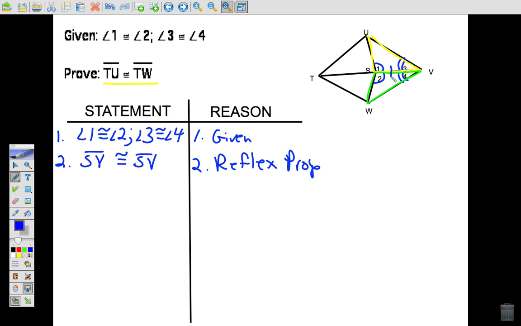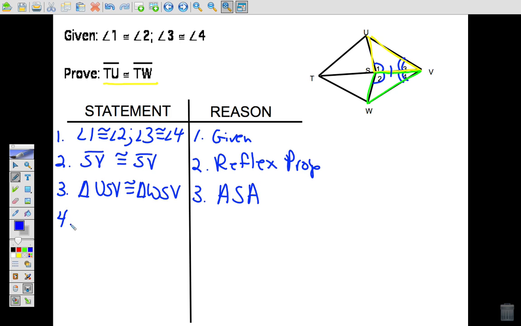Now, I'm going to mark that. Do I have enough information to get the yellow triangle congruent to the green triangle? The answer is yes. By ASA, because I have an angle, side, angle in the yellow one, and an angle, side, angle in the green one. So I could say that triangle USV is congruent to triangle WSV. Reason, angle, side, angle. Two angles and the included side are congruent.